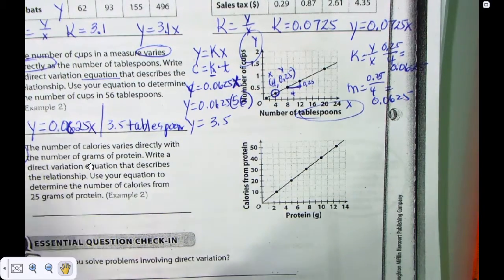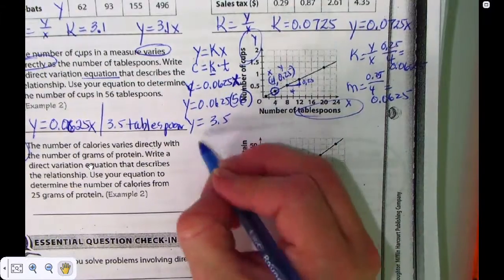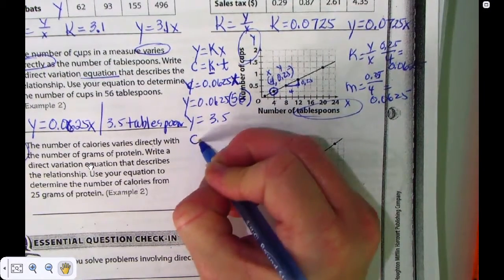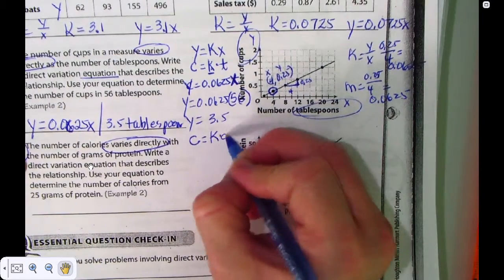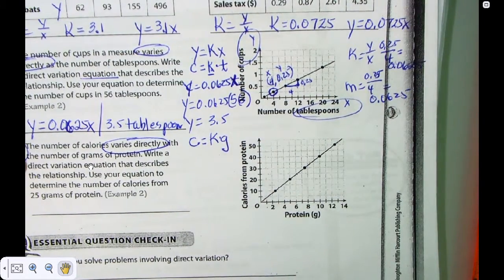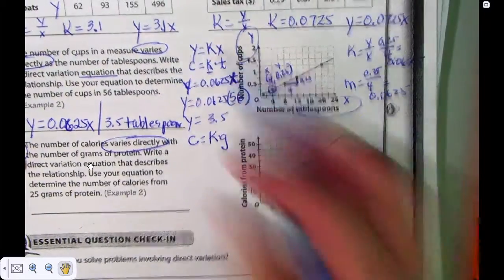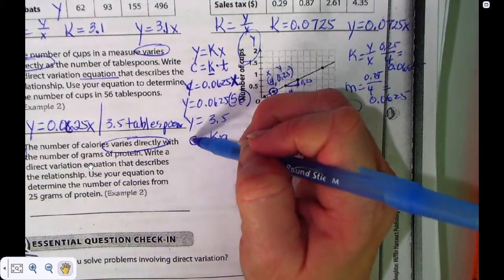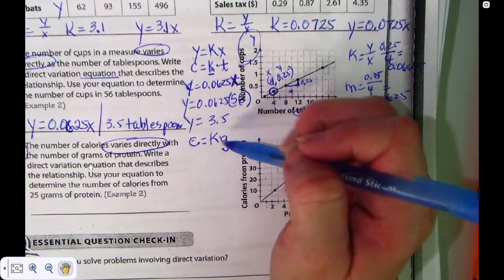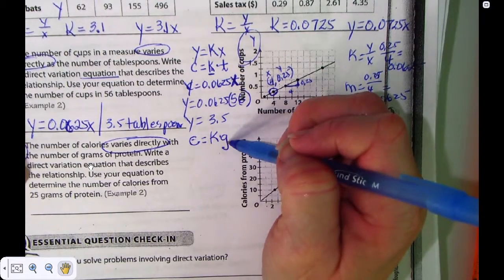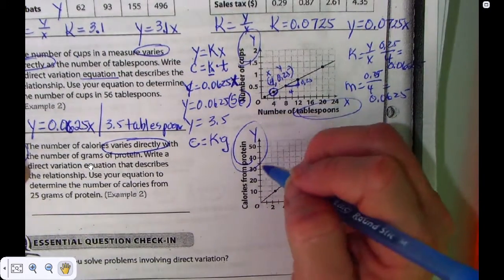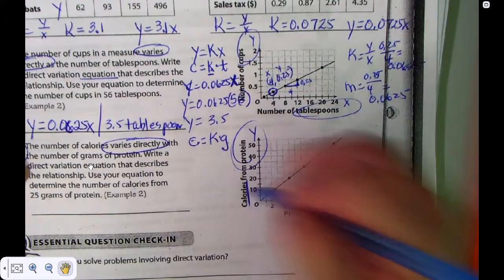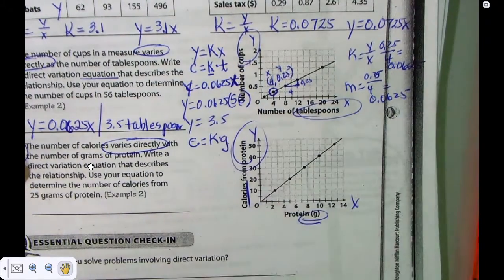Come on now. Okay, the number of calories varies directly with the number of grams of protein. Y is the calories. X is the grams.